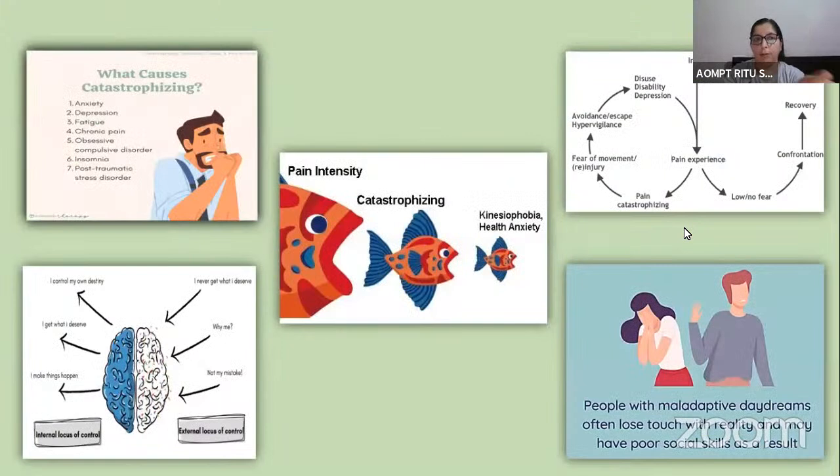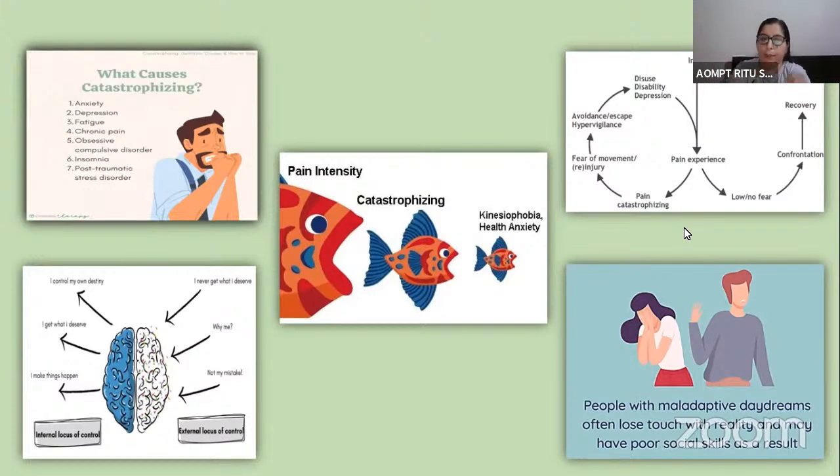So in this, there are so many things. What causes the catastrophizing? Anxiety, depression, fatigue, chronic pain, insomnia, post-traumatic stress disorder. So these are the causes, and if the pain intensity is higher, that also gives them anxiety and depression, like the condition of catastrophizing, and this catastrophizing is taking them into health anxiety and kinesiophobia, to the fear of the fall.